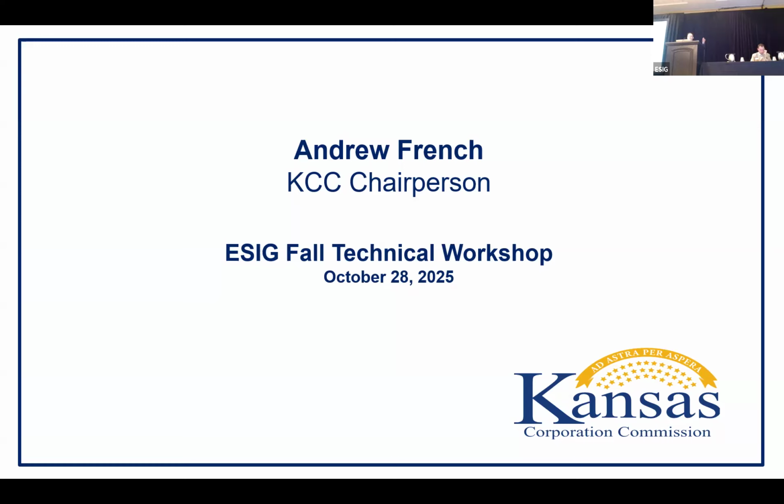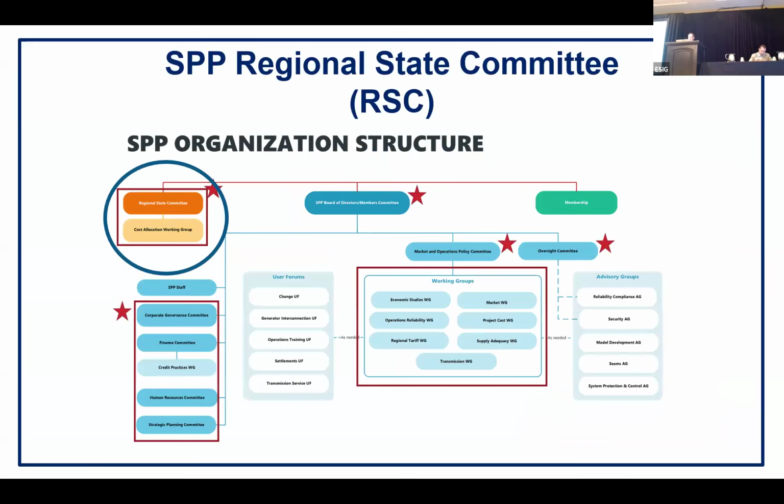So Kansas falls squarely within the Southwest Power Pool. I probably should have included a slide showing the footprint, but most of you are, I'm sure, aware. It's the central portion of the country, the plains, going from Canada all the way down to the non-ERCOT portions of Texas. Okay, governance.